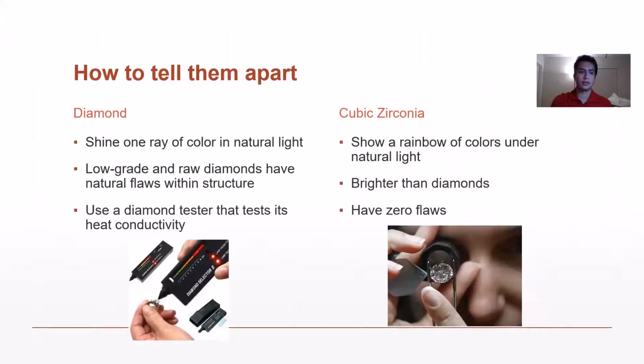We can tell them apart due to the light that they give off. Diamonds only give off one ray of color in natural light, while cubic zirconia gives off a rainbow of colors under natural light. And they're much brighter than diamonds. The refraction variable is greater, and they reflect more light.